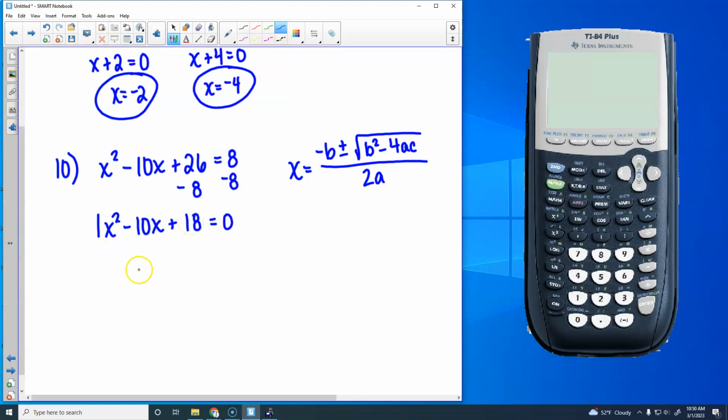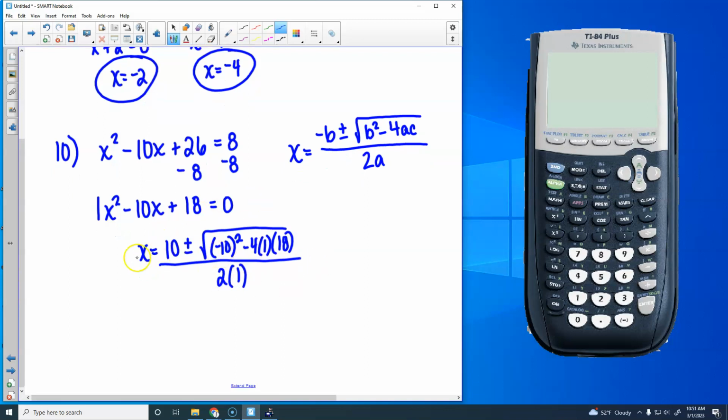So, to use the quadratic formula for this, we would do the opposite of b. Since b is negative, it's going to be positive 10 plus or minus the square root of negative 10 squared minus 4 times 1 times 18, all over 2 times 1. And then you may use your calculator, but I don't want a decimal answer. I want the exact answer, which means you're going to leave it as a square root. So your answer might look like 2 plus or minus the square root of 7 over 5, right?